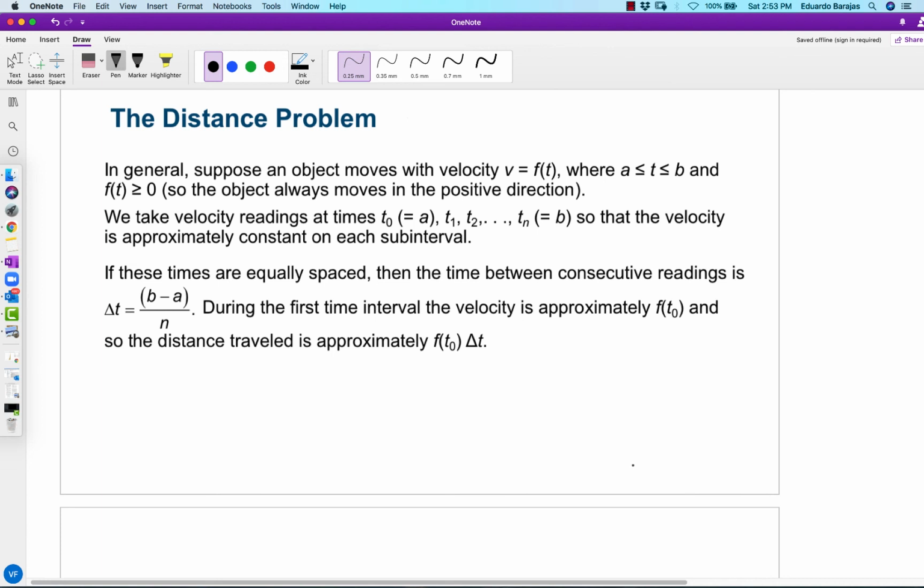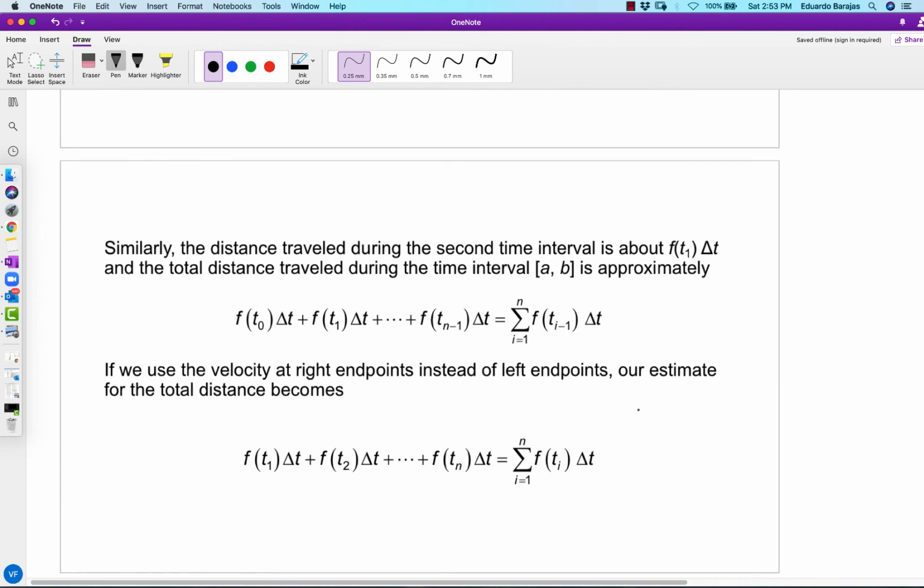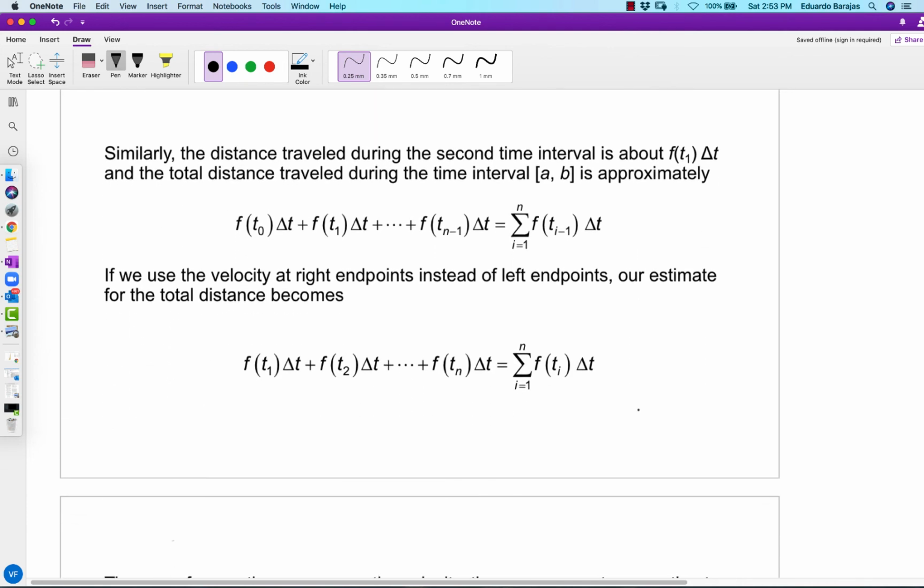During the first time interval, velocity is approximately f of t sub 0, and so the distance traveled is approximately f of t sub 0 times delta t. This is exactly what we've been working with. We're just putting a different context to it. Similarly, the distance traveled during the second time interval is f of t sub 1 times delta t, and the total distance traveled during the time interval from a to b is approximately equal to this summation. Looks familiar. So this is similar to what we achieved earlier using left endpoints. And then we can do the exact same thing using right endpoints.